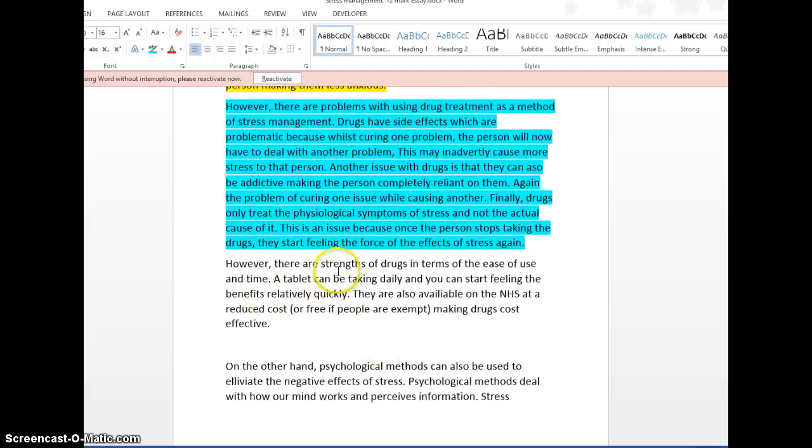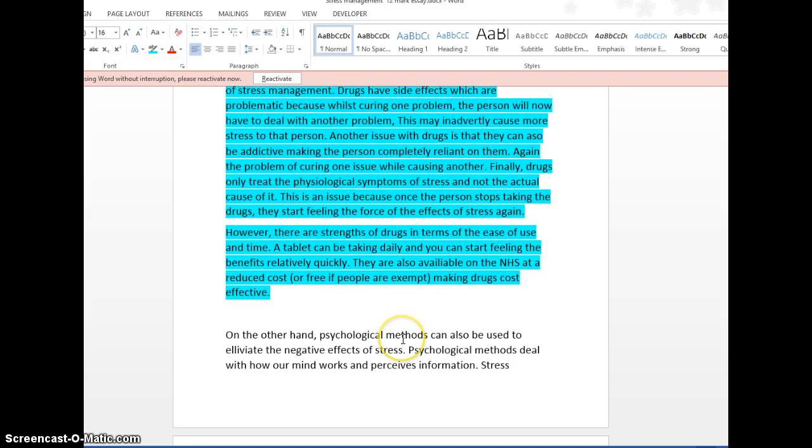And then I'll briefly talk about strengths of drugs, very briefly: that it can be taken daily, ease of use and time, that it's generally free, or if you get it on the NHS, at reduced cost. So it's quite cost effective as well. So that would be part of my AO2 as well.